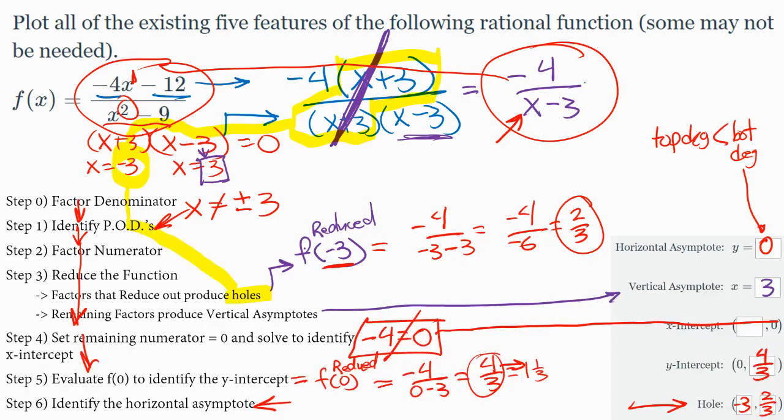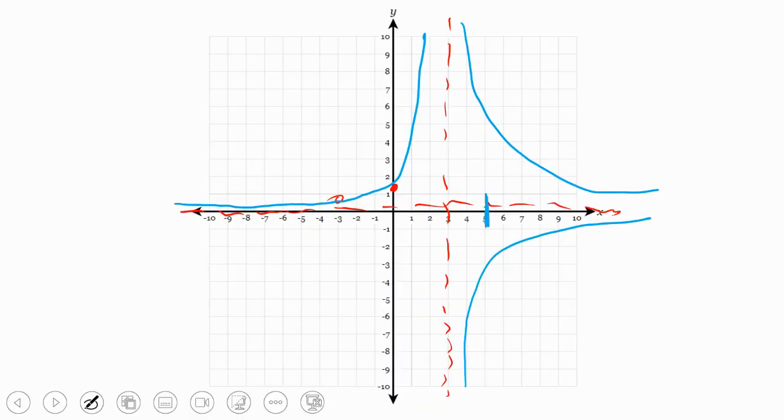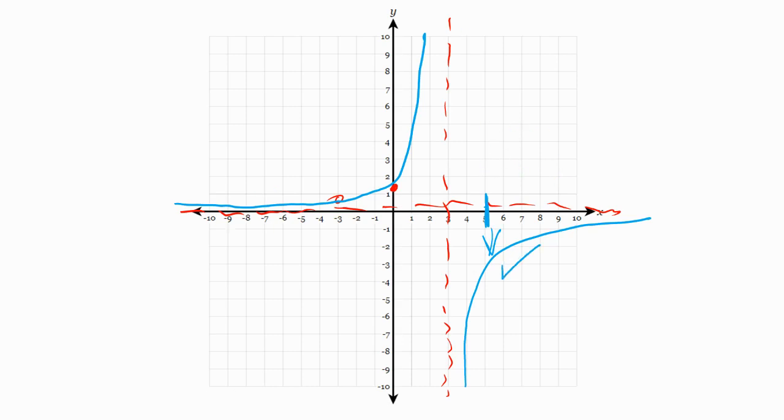So if I go back to my reduced version and I plug in a value right here like 5, this will be negative 4 over 5 minus 3. And then we're just seeing if this is positive or negative, and we should get a negative 4 over 2. Now, the point is that it's negative, which means that this graph has to be the right one. This top one is impossible because my result has to be negative. So my graph's going to be this top left-hand corner and this top right-hand corner.